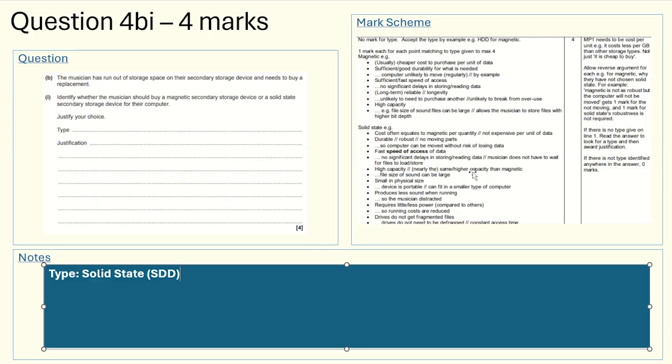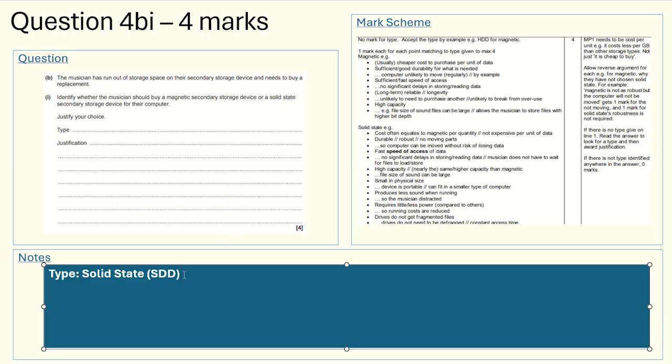Lots of people tend to put on this question that it's cheaper. So for magnetic, they'll say it's cheaper, which it is, but you need to say that it's cheaper per unit of data, okay? Because you will have some magnetics that are more expensive than some solid states. Those magnetics might be 2 terabytes, for example, and the solid state might be 256 megabytes or something like that. So you have to say that it's cheaper per unit of data.